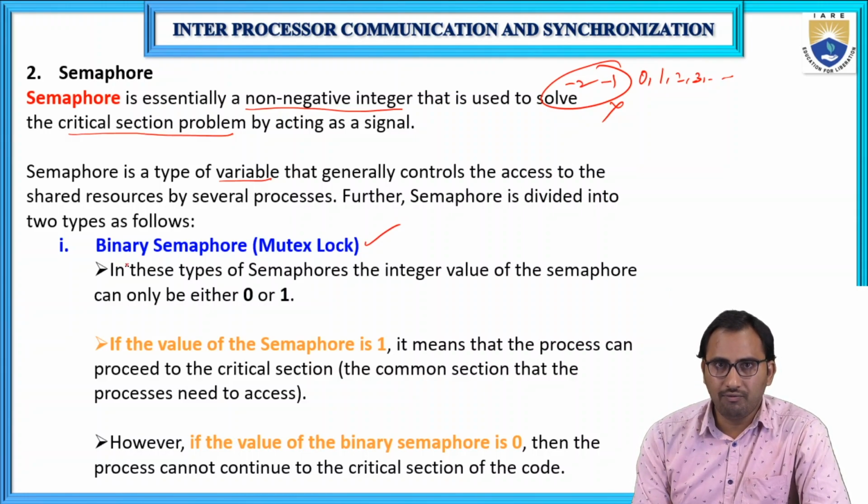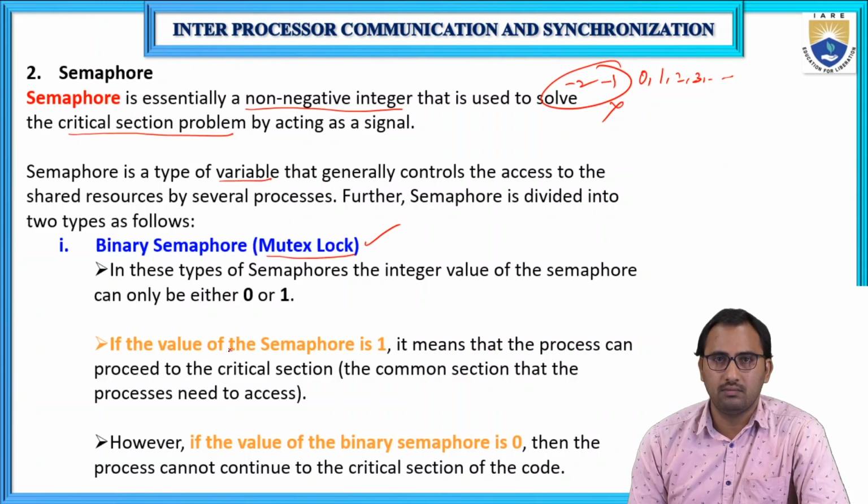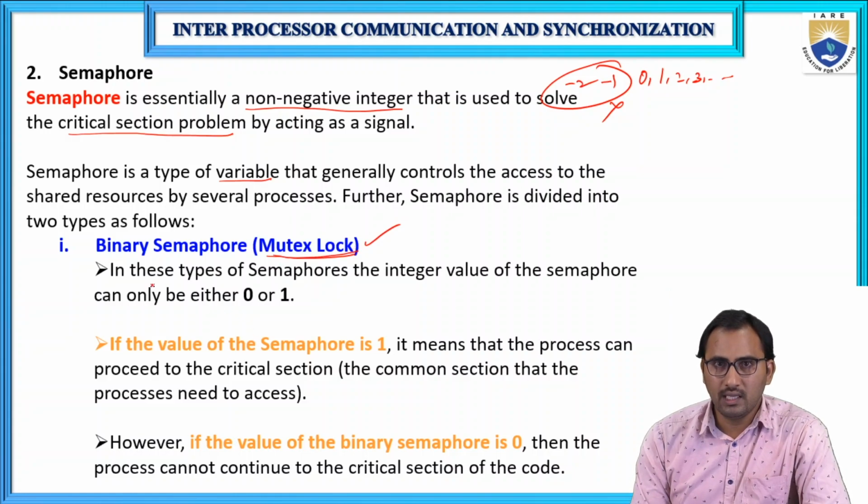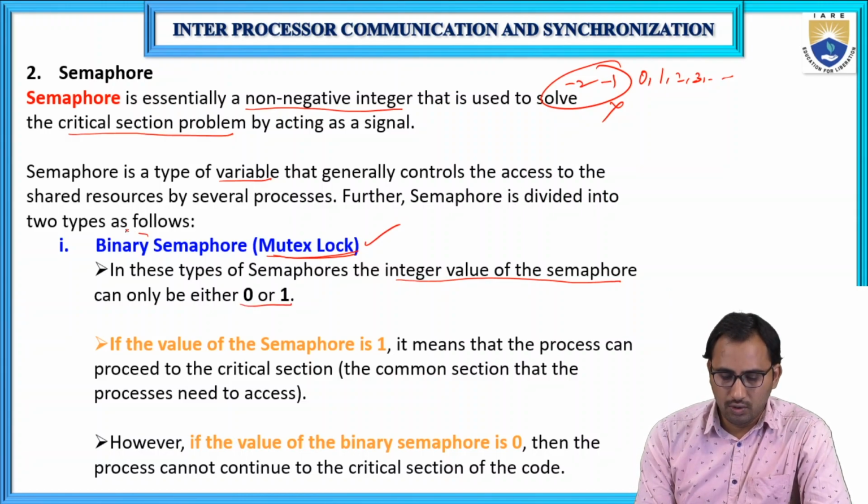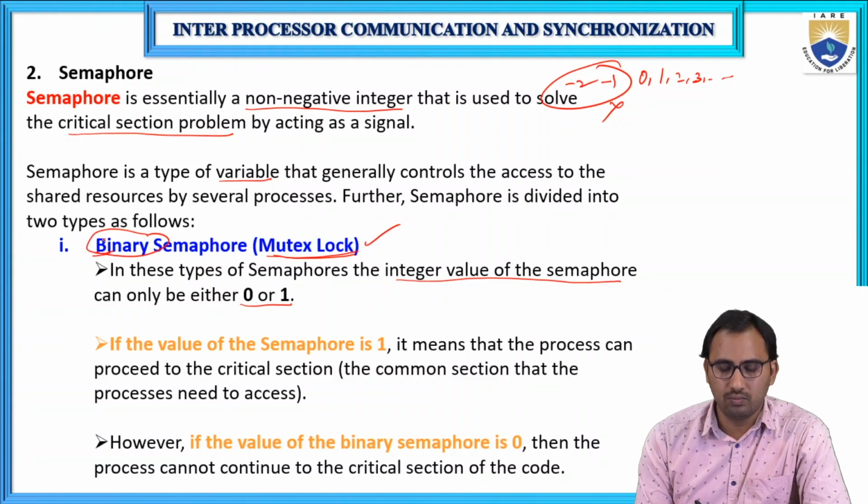So this binary semaphore we can also call the mutex lock. In this type of semaphore, the integer value of the semaphore can only be either 0 or 1. Binary means 2, so here we are using 2 numbers, either 0 or 1. Using these 2 states, we can represent the semaphore.